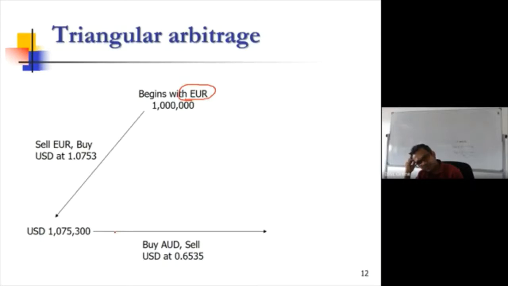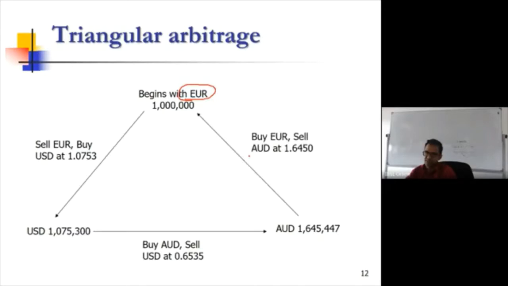What's the amount of Australian dollar that you can buy? You divide this dollar amount by this 1.6535, then you get 1.645447 Australian dollar. So then we can use this Australian dollar amount to buy euros. If you do that at this rate, 1.6450, you will be able to buy euro 1,272,000. So then you will realize the profit in euros.